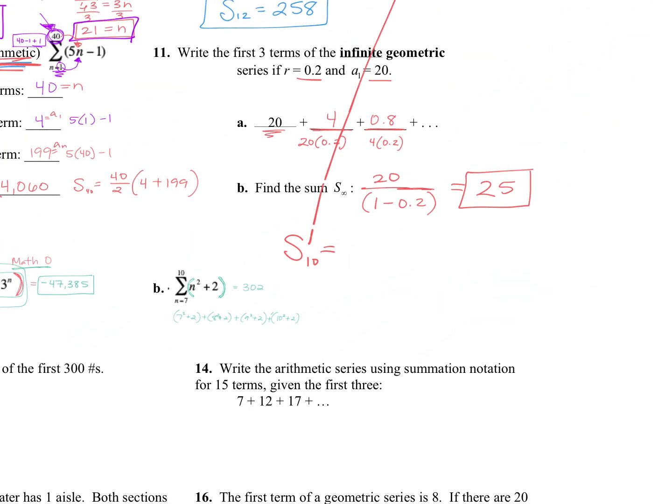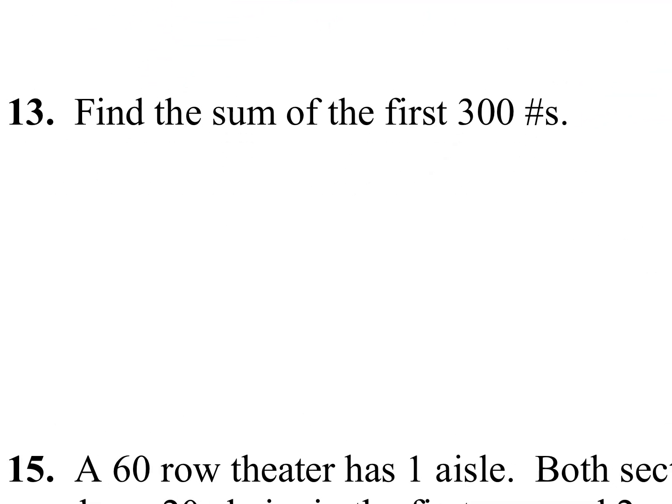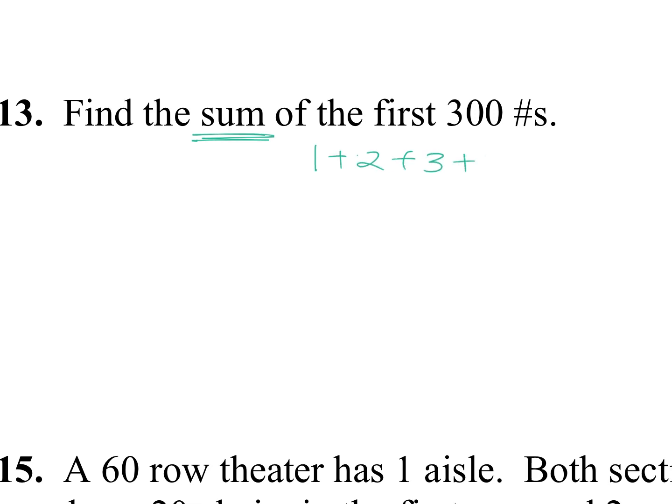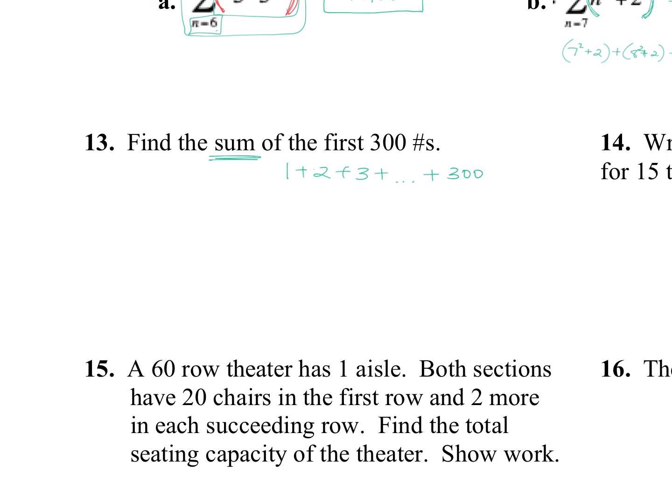Okay, 13. This says find the sum of the first 300 numbers. Now, if you think about this, the first 300 numbers, is that going to be an arithmetic or a geometric? Arithmetic, you're adding 1 each time, right? 1 plus 2 plus 3 plus 4 plus 5 is essentially what you're doing. So what's your last term going to be? 300, okay? If you can't find that, a sub n equals a sub 1 plus n minus 1. The explicit formula will get you there.